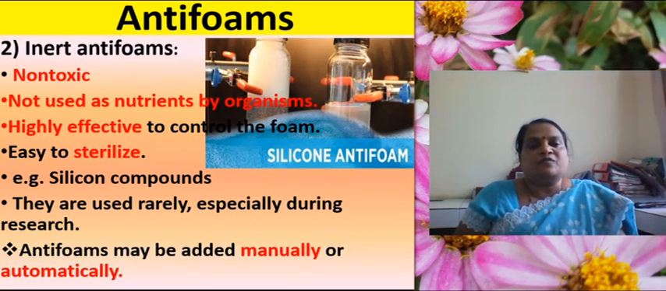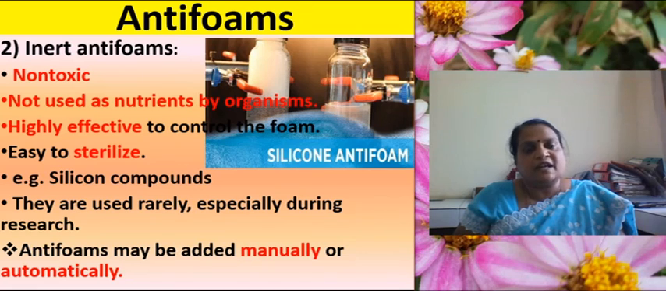The second type of antifoams are inert antifoams. Inert antifoams are non-toxic. These are not used as nutrients by organisms, and these are highly effective to control the foam. These are easy to sterilize. Means there are various advantages of inert antifoams. Crude antifoams are difficult to sterilize. These are easy to sterilize. Excess concentration of crude antifoam may be toxic. Inert antifoams are not toxic. Crude antifoams may be consumed as nutrients by the organisms. These are not used as nutrients by the organisms.